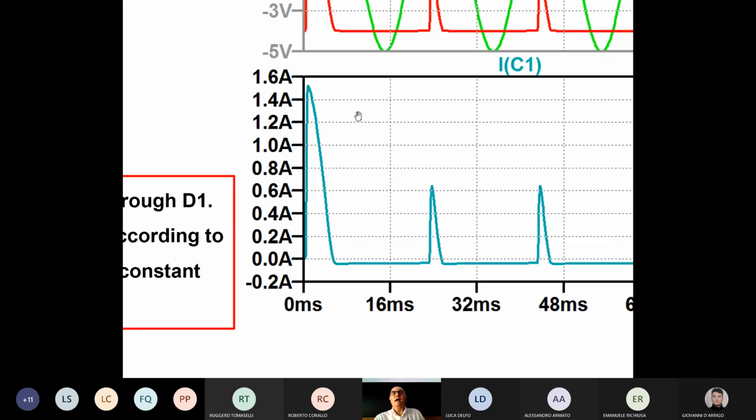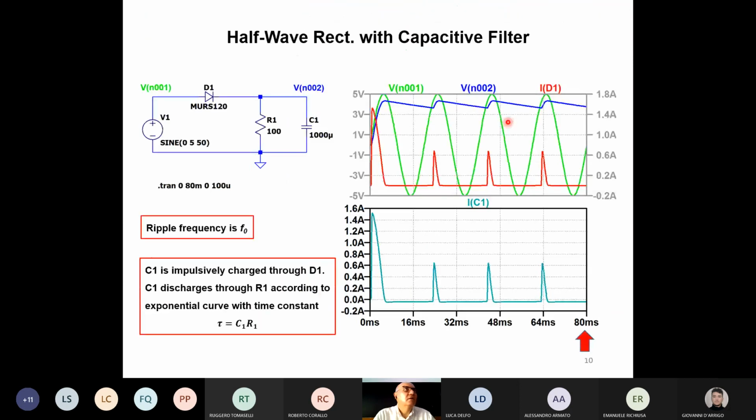Because the current now is going out of the capacitor, this is the plot of the current in the capacitor, IC1. The current is coming out of the capacitor, so it is represented as a negative value. Is it flowing through the resistance? Yes, in this way, through the resistance. So the capacitor is charging this way, with a positive peak current, and is discharging this way.